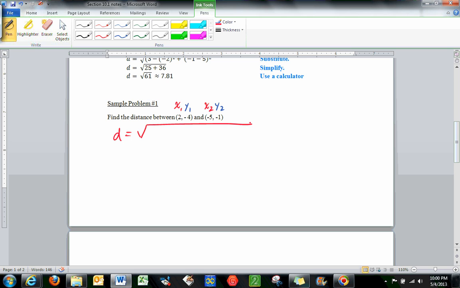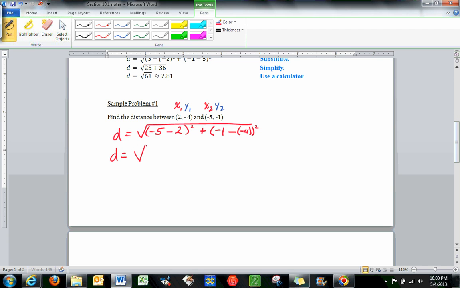Now, a good habit to get into is to go ahead and write the square root symbol, or the radical symbol, with every single step. If you get in the habit of just writing it once and then not doing that for every single step, you can make mistakes at the end by forgetting to add it back. So we're going to start with x2, -5, minus x1, which is 2, and then we're going to square that, plus -1 minus, in this case it's a -4, so I have to put that -4 in parentheses, and of course we're going to square that whole thing as well.